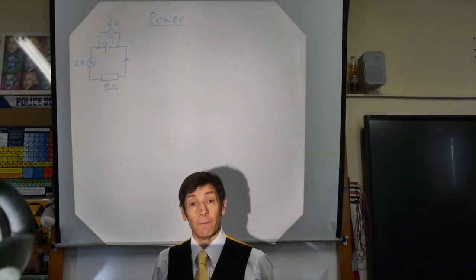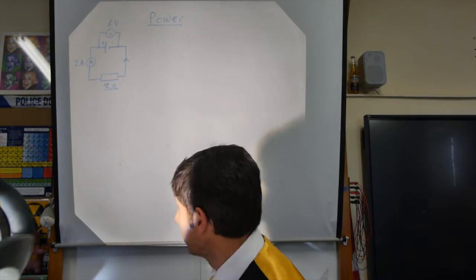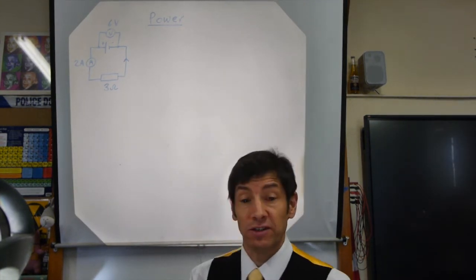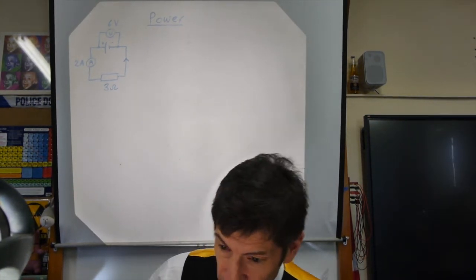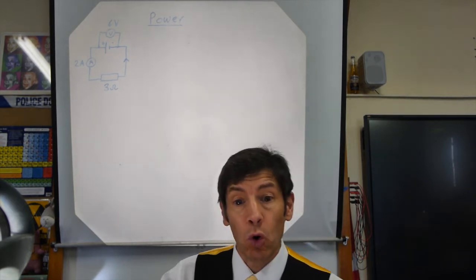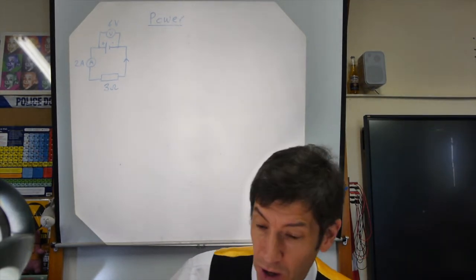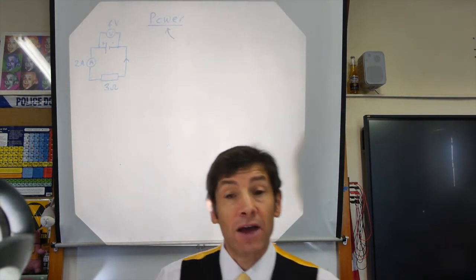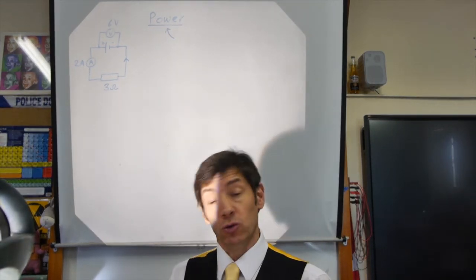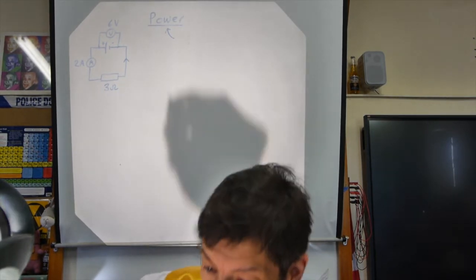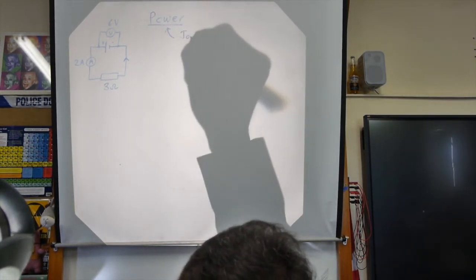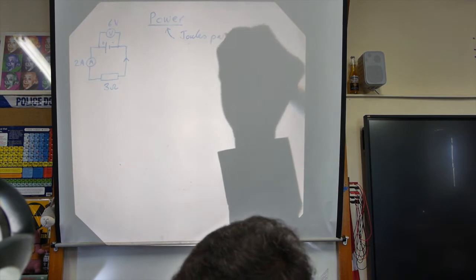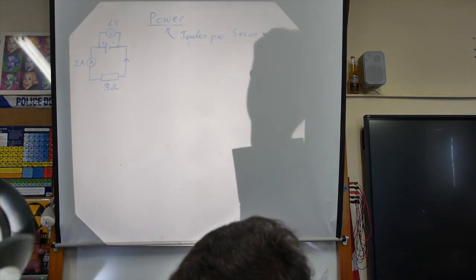So now let's look at power in electrical circuits. And this is a little bit fiddly, so it's going to take a bit of explaining. So the first thing you need to know is what we mean by power. Okay, so power is the amount of energy given out or transferred per second. So power is measured in joules per second.